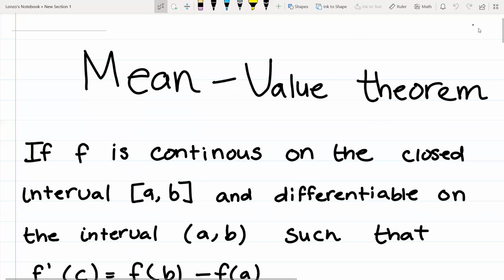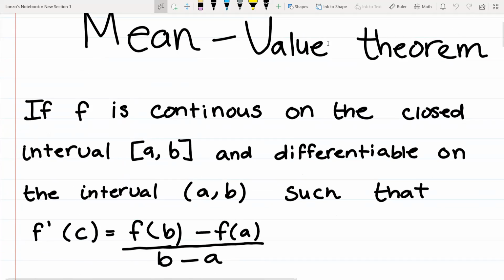Hello. In this section, I will apply and demonstrate the mean value theorem. So we're going to do the mean value theorem. So what is the mean value theorem? I'm going to just read it out and then I will explain.